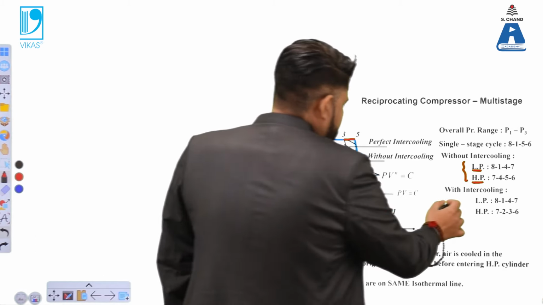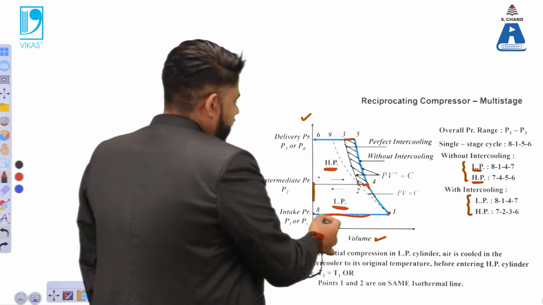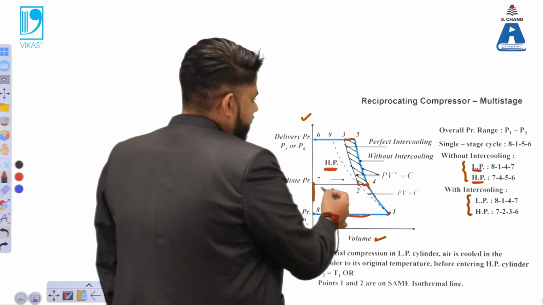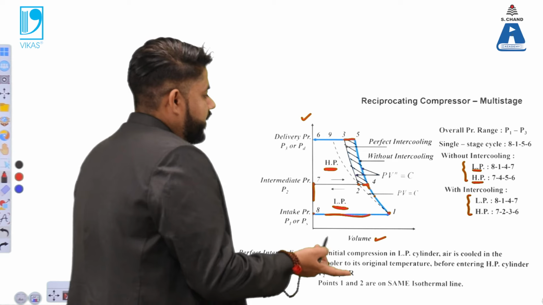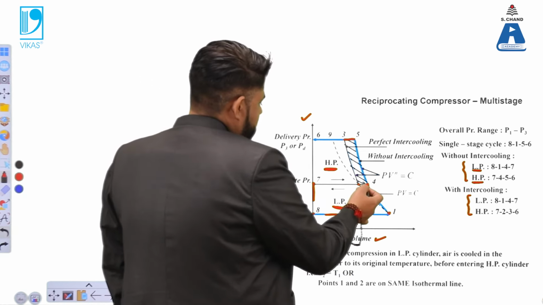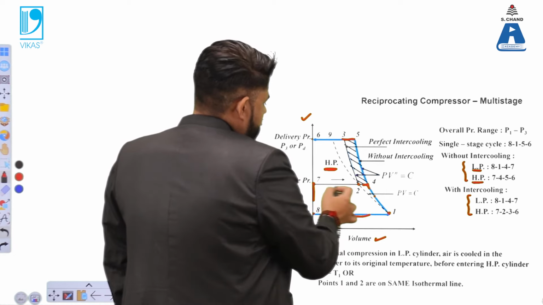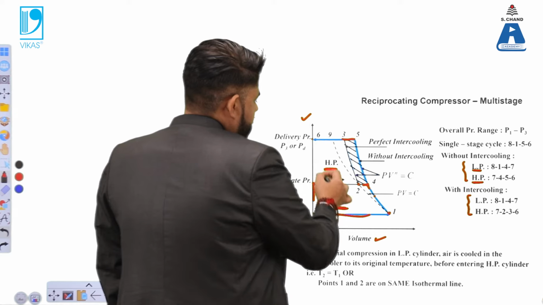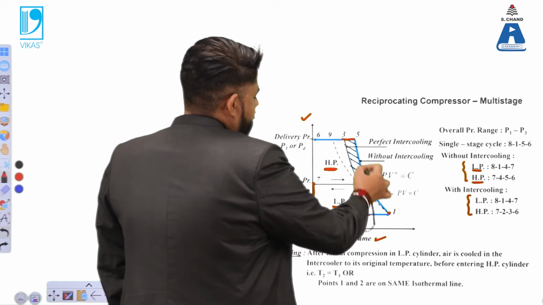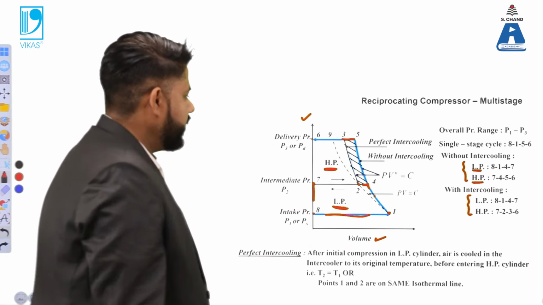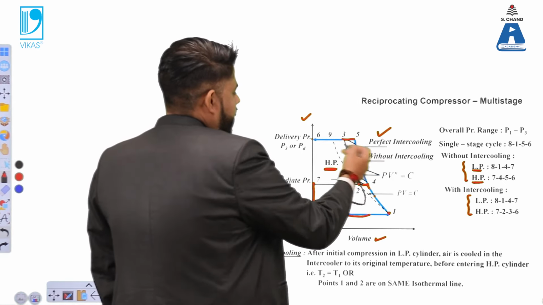Whenever there is intercooling, the same process goes along, like 8 to 1 to 4 to 7, at low pressure. When the pressure becomes high, the state changes from 7 to 2, then 3 to 6. So these two cases, one is with intercooling, and the second is when this particular area gets covered when there is no intercooling. It is depicted in the diagram also.